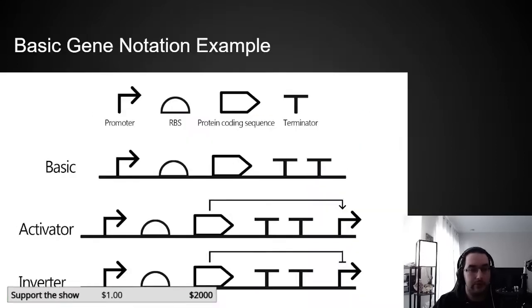So here's an example of this. Like I say, promoter is the bent arrow. A ribosome binding site is the sort of hemisphere or the half circle. A protein coding sequence is the boxed arrow, and a terminator is a T. So in a basic case, you'll show the promoter, you'll show a ribosome binding site, because it's also important that there's hundreds of different promoters. There's hundreds of different ribosome binding sites. There's millions of different protein coding sequences.